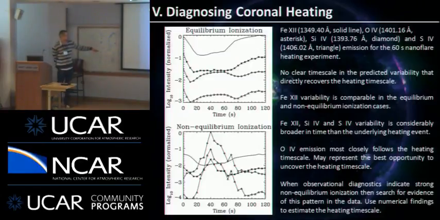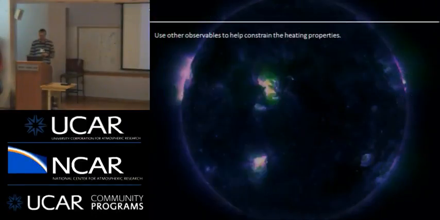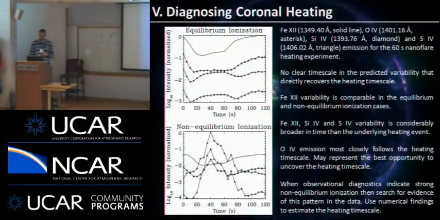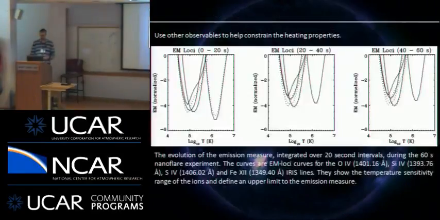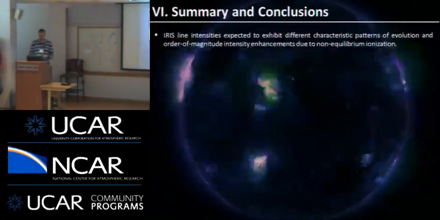But the one line in the non-equilibrium simulation that does somewhat more closely follow the heating timescale is this oxygen-4 line. So when our diagnostics are telling us that strong non-equilibrium ionisation might be present, then this serves as a guide to the actual line that maybe we should be looking at the variability in, to at least land somewhere in the range of the heating properties. But I'm going to skip this stuff because I'm running out of time.